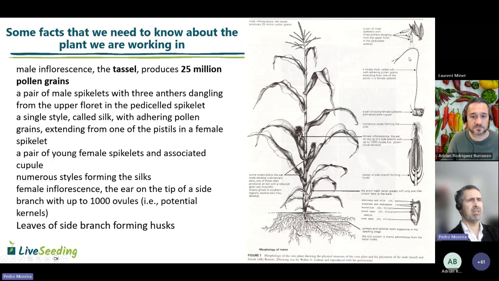if you see, this is the pair of male spikelets with 3 anthers dangling from the upper floret in the pedicellate spikelet, and then we have the silks that are important for catching or adhering pollen, which will be the fecundation and generating the seed.